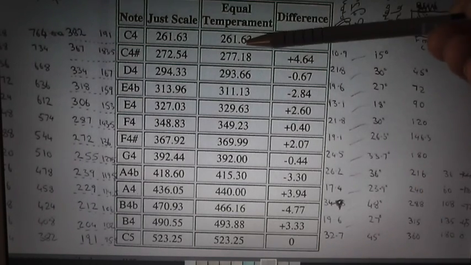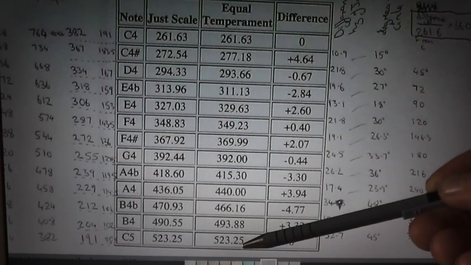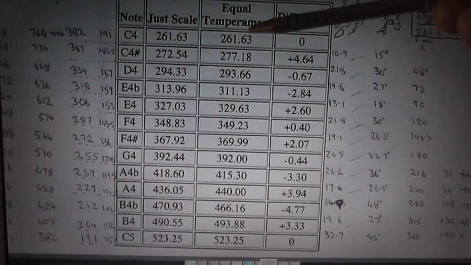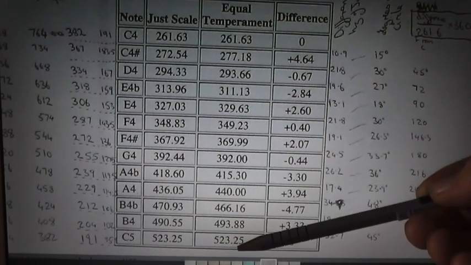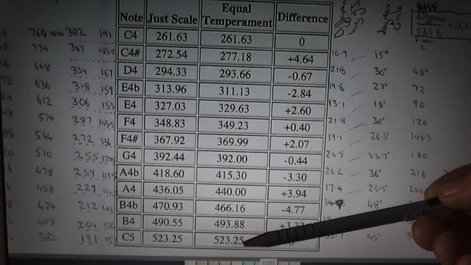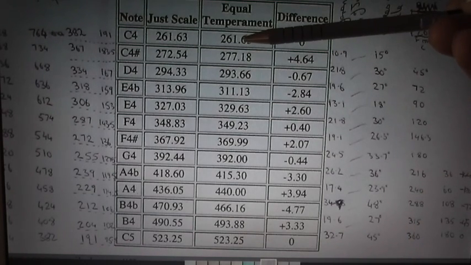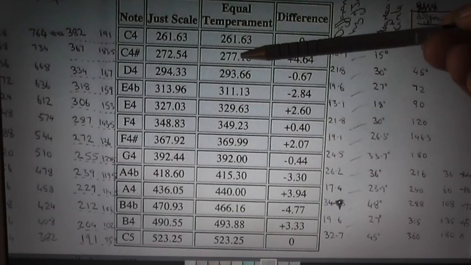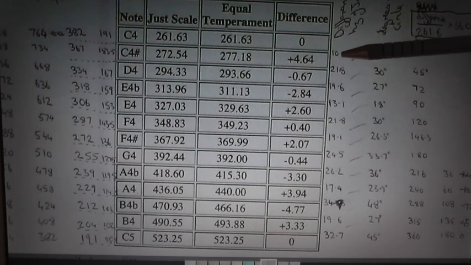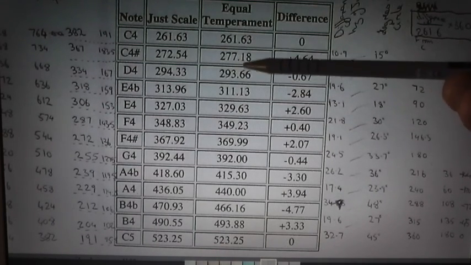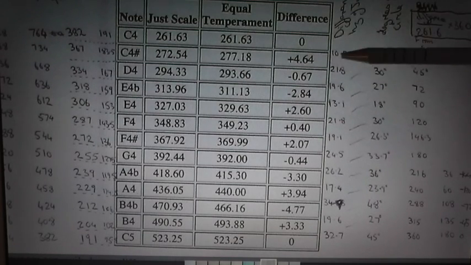That is twice 261. So we go through 261 Hz to get up to the next octave. Now the difference between each note, between C and C sharp, is 16.9. It looks like 10.9 there, but it's actually 16.9. And there to there is 21.8 degrees, and so on.